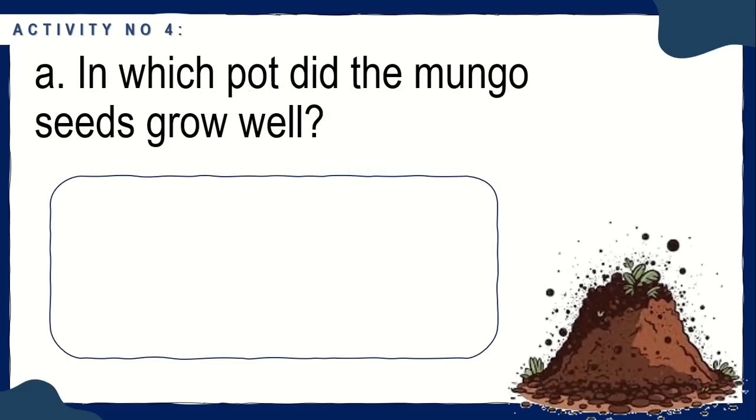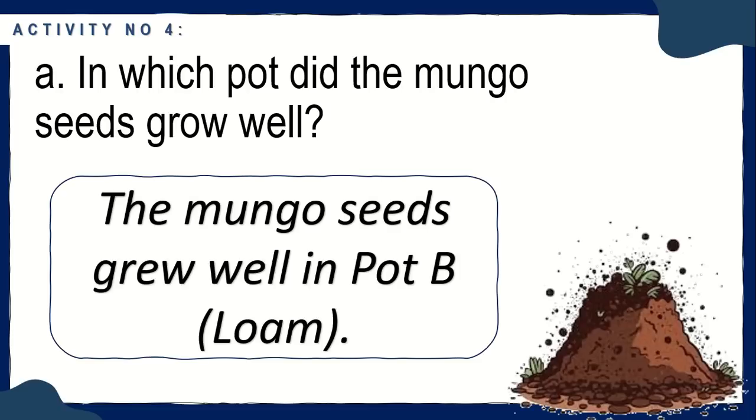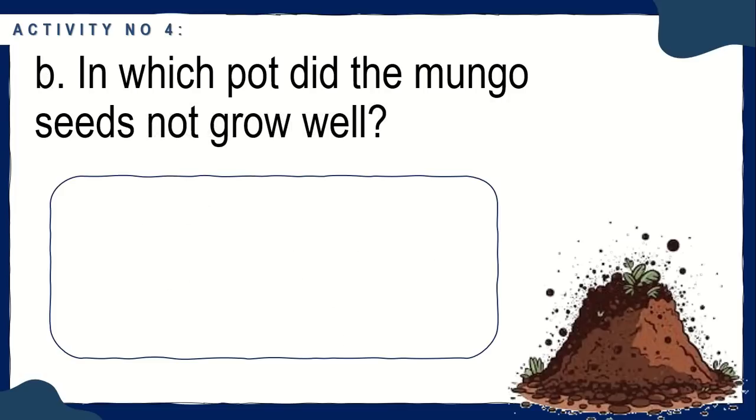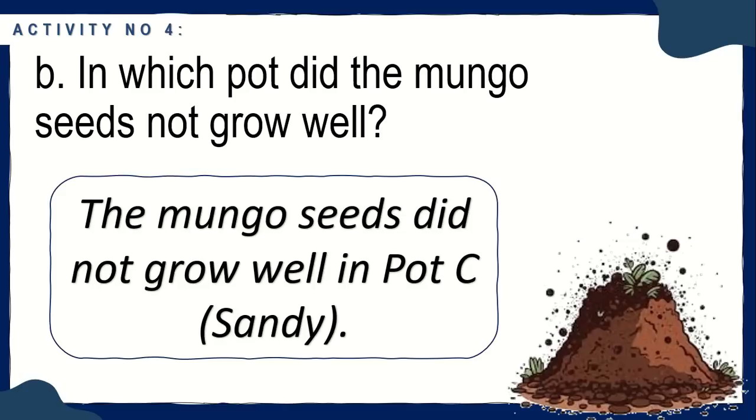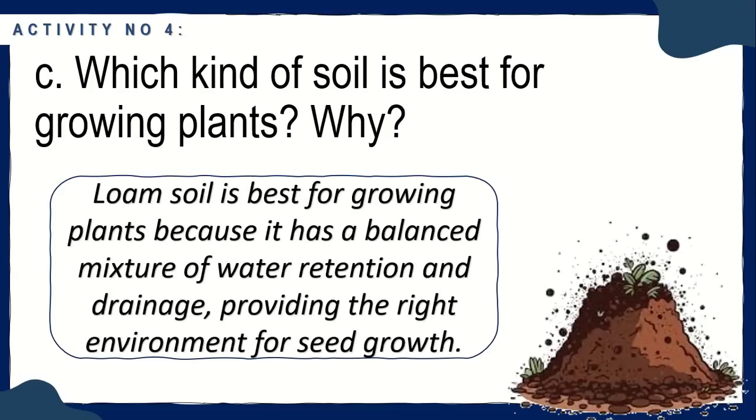In which pot did the mango seeds grow well? You're right, the mango seeds grew well in pot B, in loam. In which pot did the mango seeds not grow well? You're right, the mango seeds did not grow well in pot C, or sandy. Which kind of soil is best for growing plants? Why? You're right. Loam soil is best for growing plants because it has a balanced mixture of water retention and drainage, providing the right environment for seed growth.